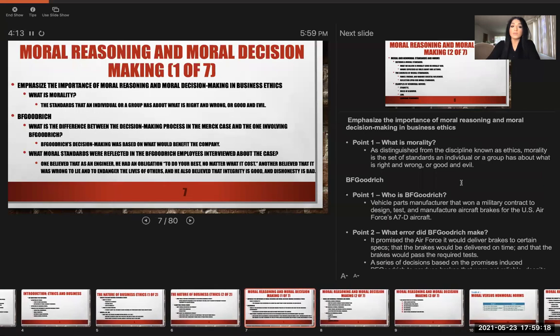What is morality? As distinguished from the discipline known as ethics, morality is the set of standards an individual or group has about what is right and wrong, or good and evil.